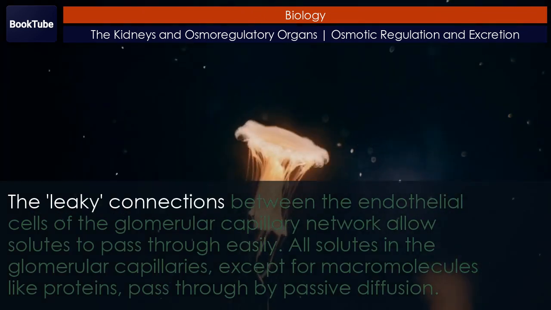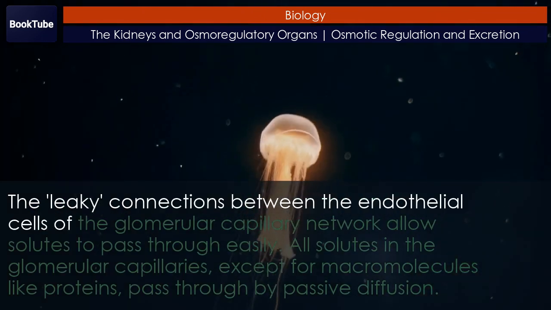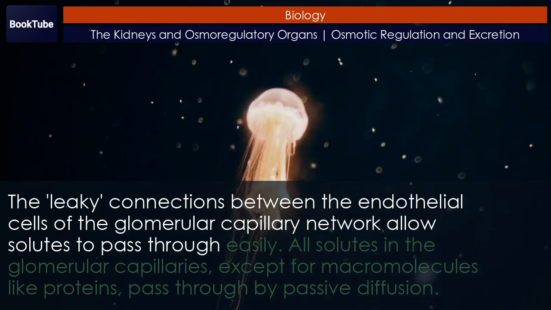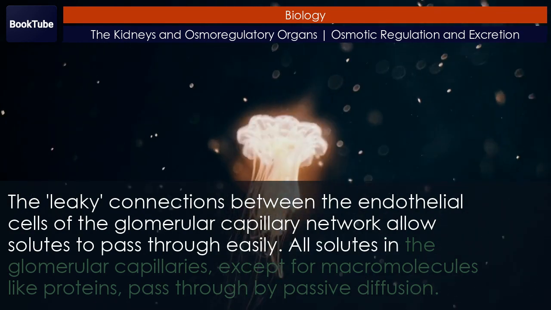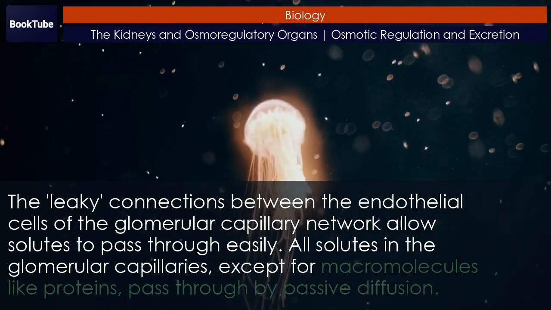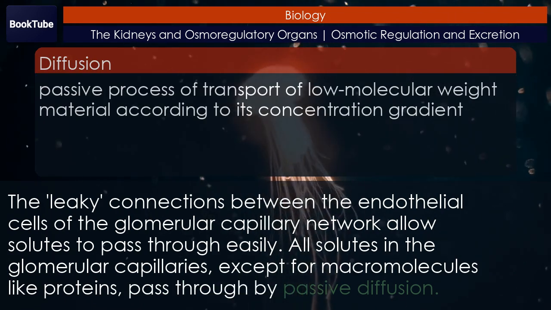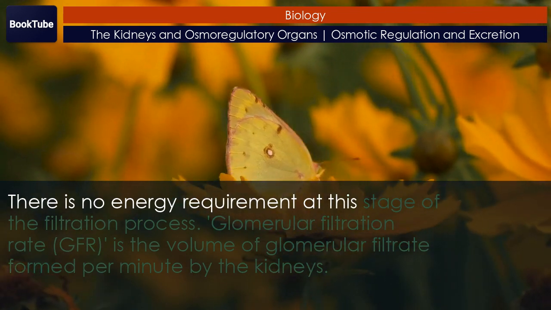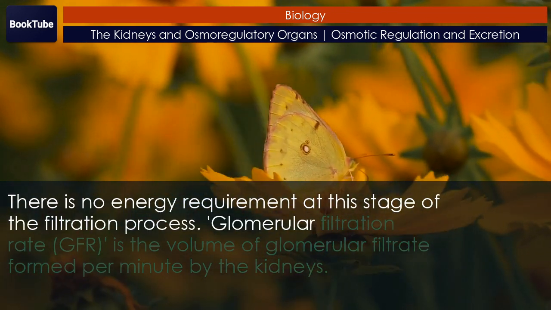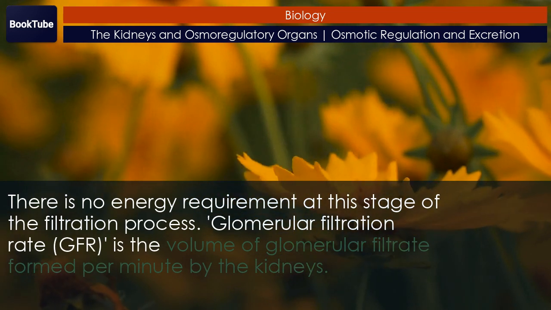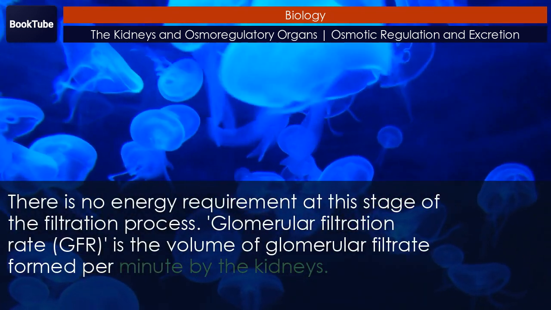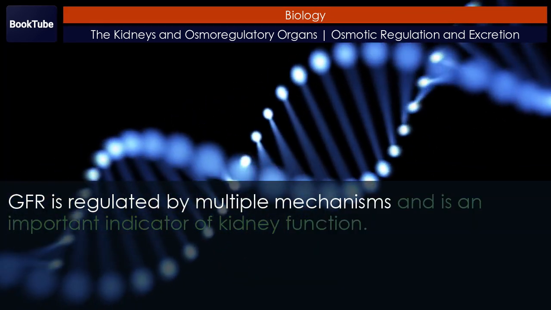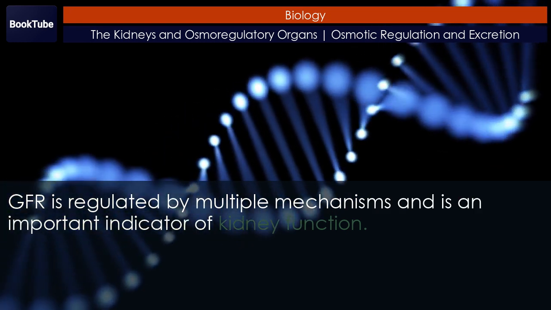The leaky connections between the endothelial cells of the glomerular capillary network allow solutes to pass through easily. All solutes in the glomerular capillaries, except for macromolecules like proteins, pass through by passive diffusion. There is no energy requirement at this stage of the filtration process. Glomerular filtration rate, GFR, is the volume of glomerular filtrate formed per minute by the kidneys. GFR is regulated by multiple mechanisms and is an important indicator of kidney function.